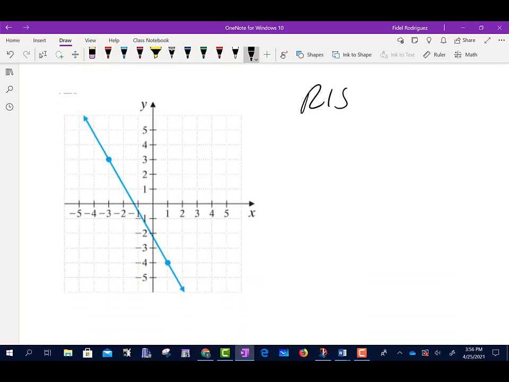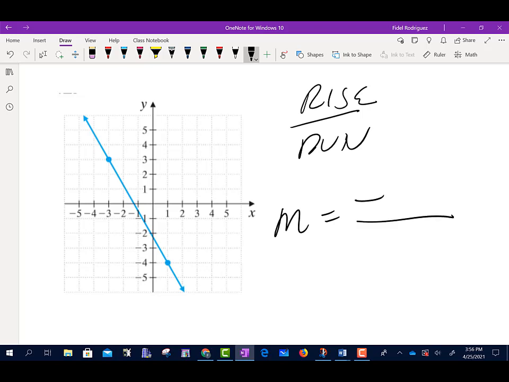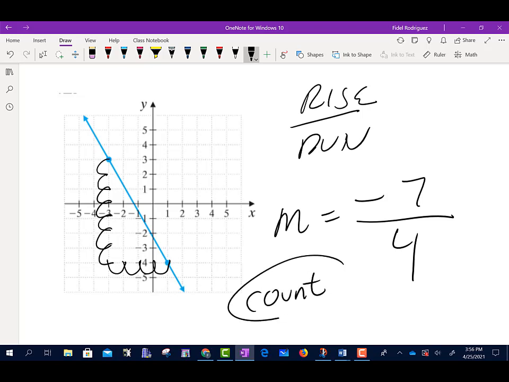Remember, slope, rise over the run. The first thing I notice about this line here, y'all, is that the line is coming down, so it's going to be negative. And I'm going to count. How many spaces down? 1, 2, 3, 4, 5, 6, 7. Okay. How many spaces to the right? 1, 2, 3, 4. Boom. And I'm done. All I got to do here is just count, right?